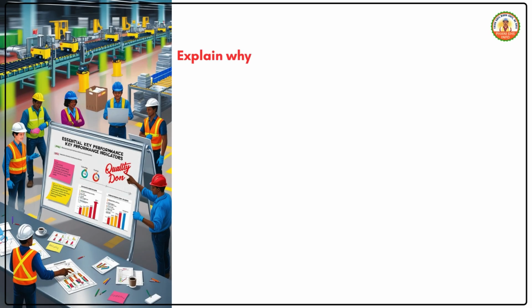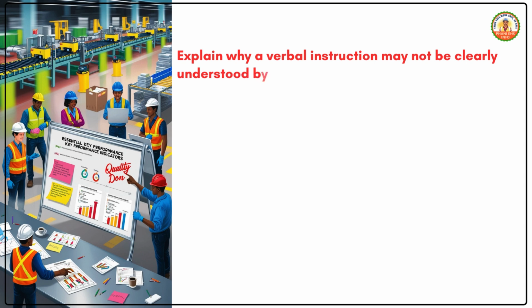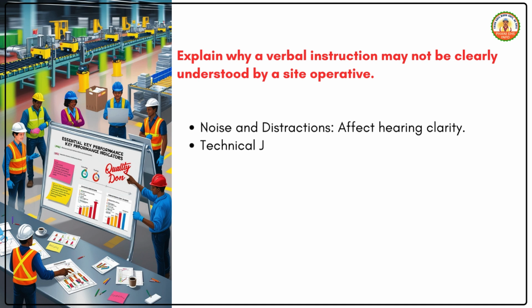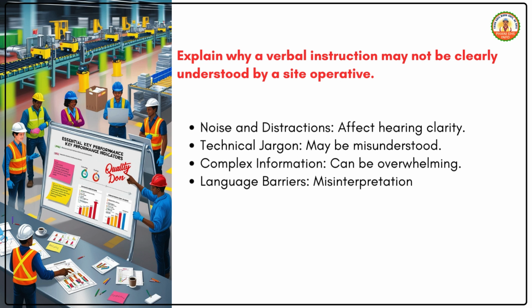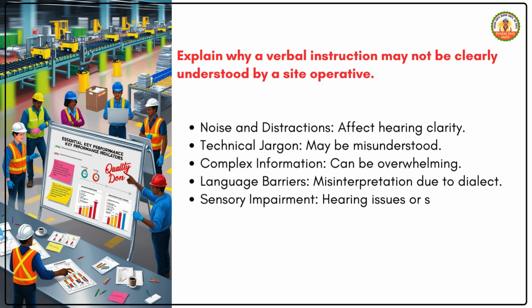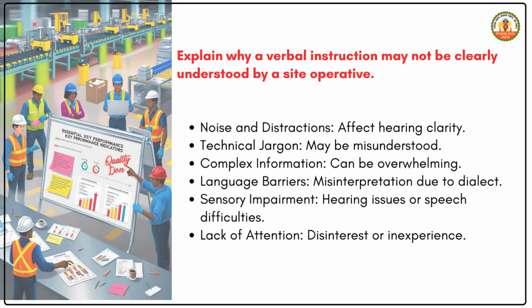Explain why a verbal instruction may not be clearly understood by a site operative. Noise and distractions affect hearing clarity. Technical jargon may be misunderstood. Complex information can be overwhelming. Language barriers, misinterpretation due to dialect. Sensory impairment, hearing issues or speech difficulties. Lack of attention, disinterest or inexperience.